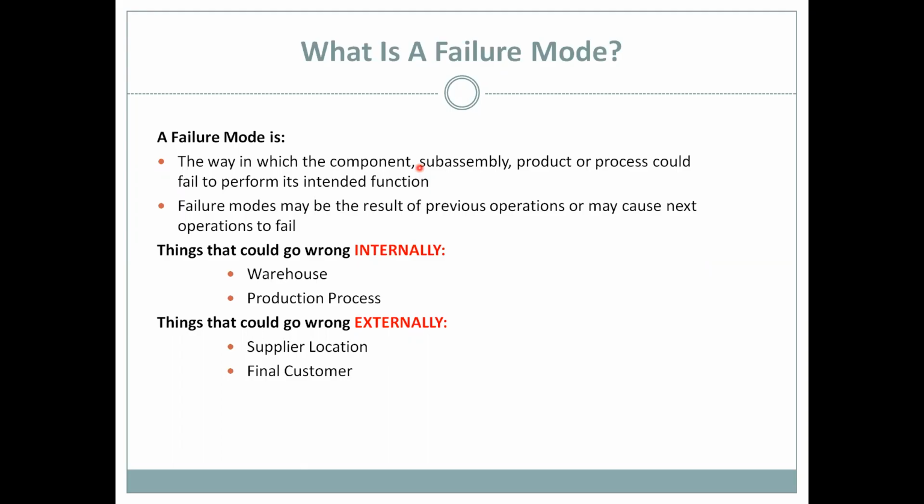So things can go wrong internally. FMEA can be applicable even in warehouses or production processes or supply locations or even final customers, right? It is not only that, as I told you, a failure can happen whenever we are producing or storing it in finished goods, or whenever it was dispatched from our factory, where it was good. But when it went to the destination, we were able to find some defects. That is also possible. So things can go wrong internally or externally.